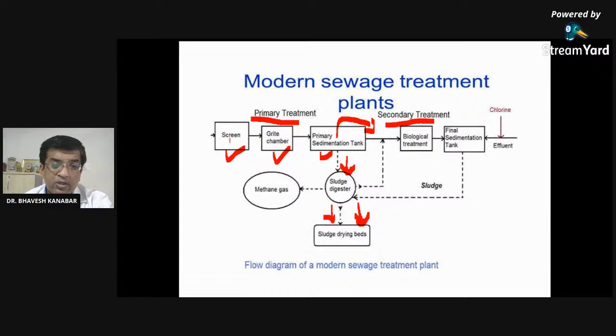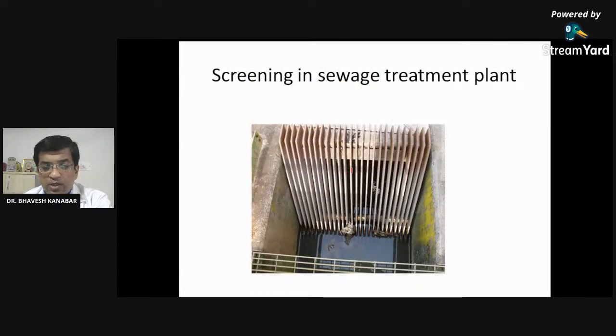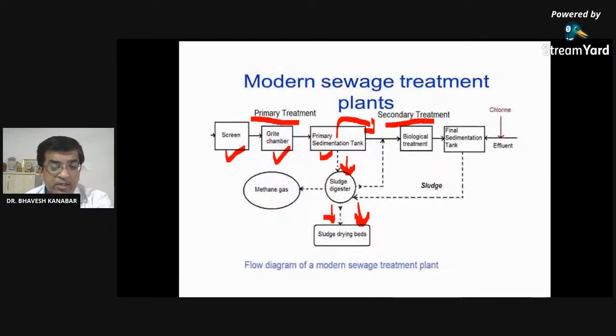Again, I repeat, screening. So here vertical bars are there. So large impurities, very large impurities in form of paper, dust, whatever you can see over here, can be removed with the screening. Then grit chamber. Here grit is formed. Large solid particles will form the grit. Then primary sedimentation. It is allowed for 6 to 8 hours. Sediment is formed, known as sludge, which is subjected to sludge digester and then sludge drying bed.